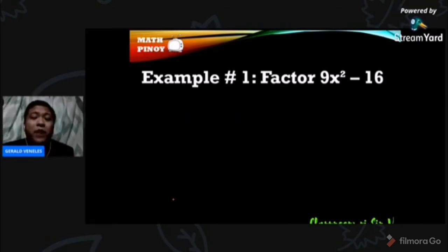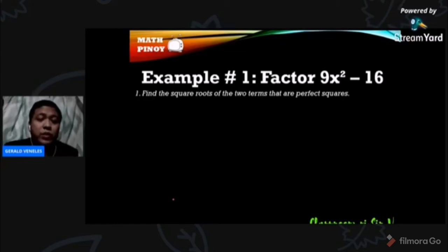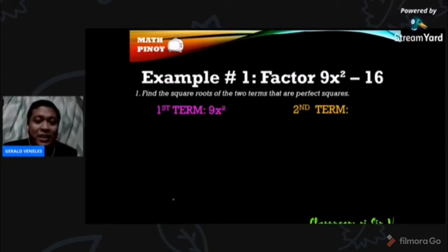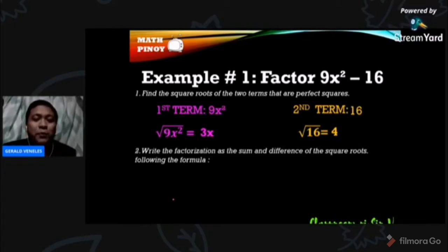So, ifa-factor na natin siya ngayon. First, find the square roots of the two terms that are perfect squares. Ang first term natin ay 9x squared. Ang second term natin ay 16. Square root of 9x squared is 3x. Square root of 16 is 4. Let's proceed on number 2.